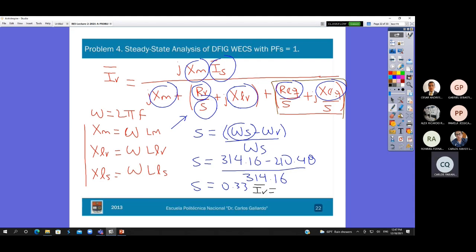Okay, so the rotor current is equal to 1092.55 at an angle of 163.13 degrees. Okay, this is the rotor current.